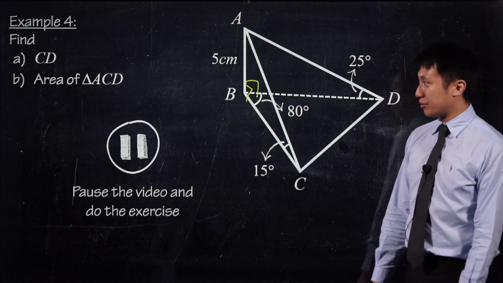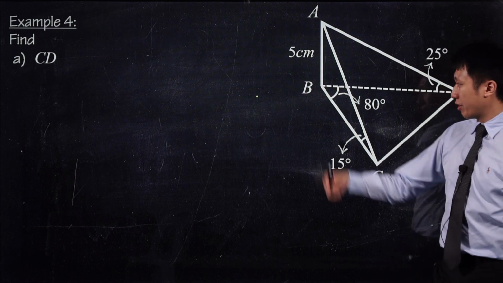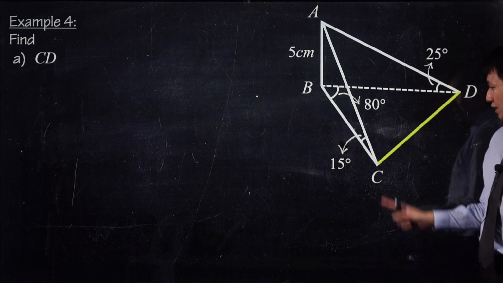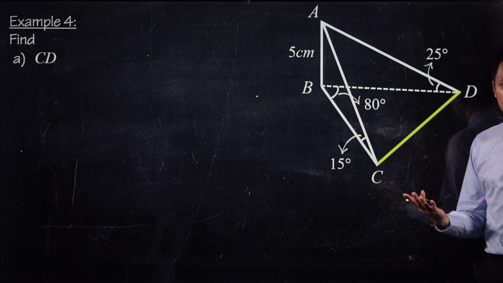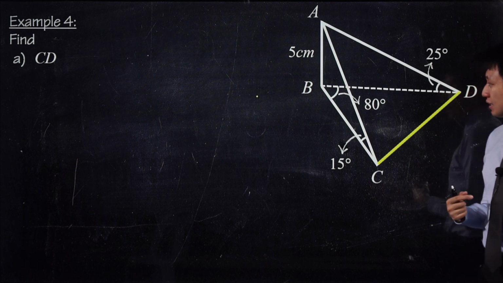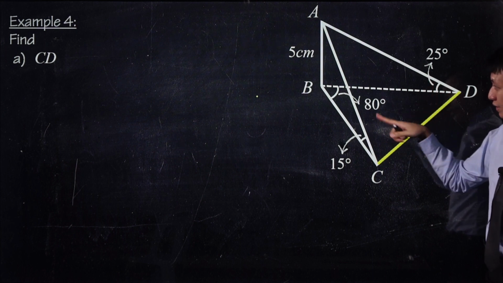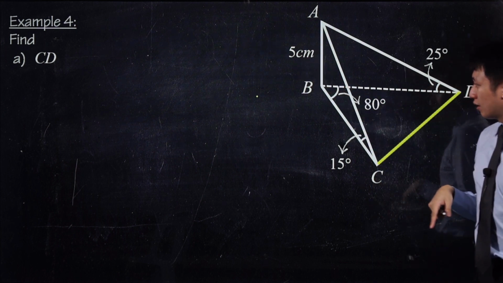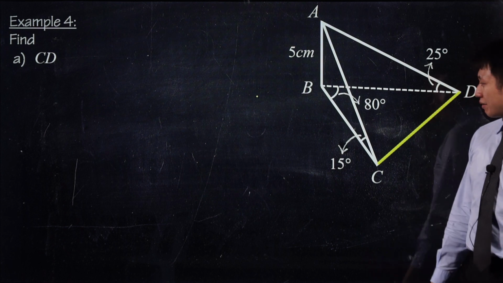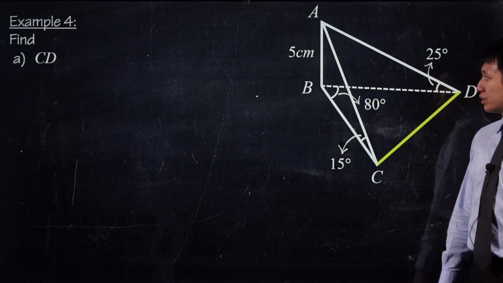All right, let's get back to this. So first of all, we want to find CD. CD is here. How do you find this? Let's analyze. You have 80 here, you have 15 here, you have 25 here. Anything else that you know? You know 5 here.